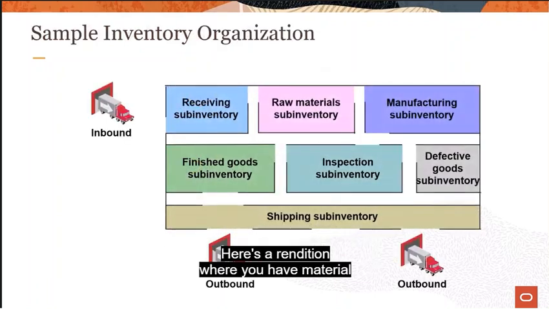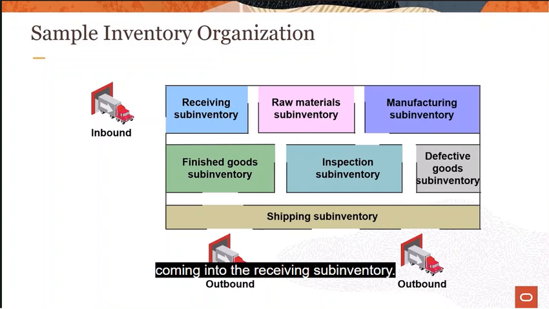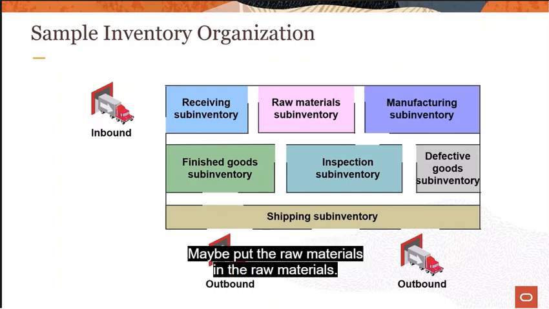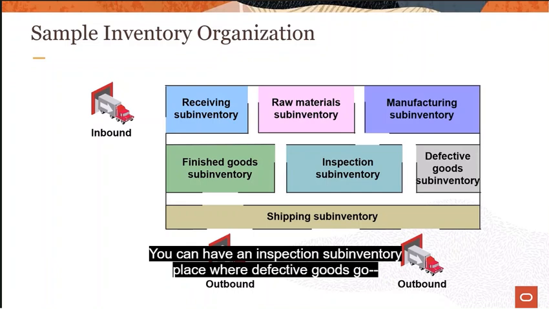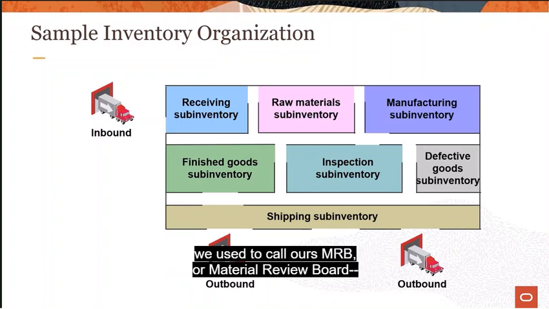Here's a rendition where you have material coming into the receiving sub-inventory. Maybe you put the raw materials in this. Raw materials, you could have locators out in the manufacturing area. So parts get manufactured. You can have an inspection sub-inventory, place where defective goods go. We used to call ours MRB, or Material Review Board. And then finished goods, close to hopefully where you're going to ship things out of.